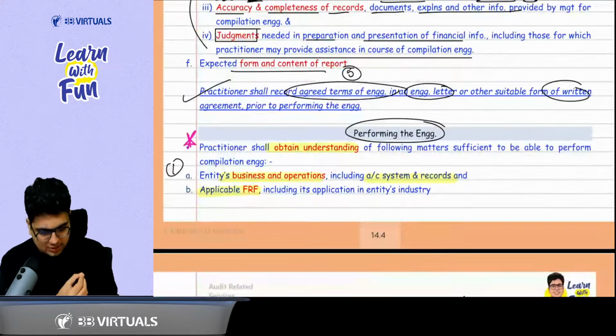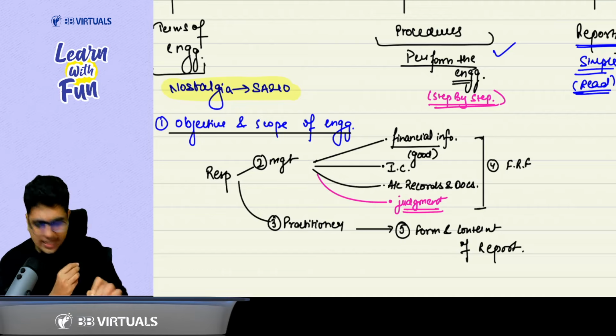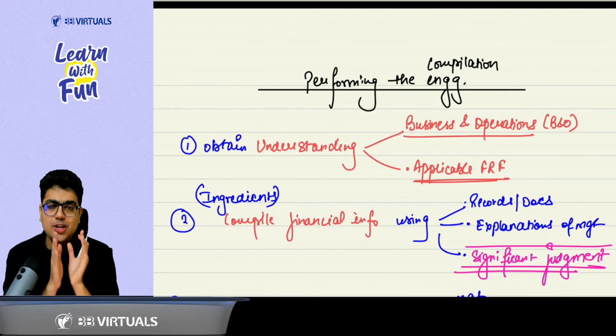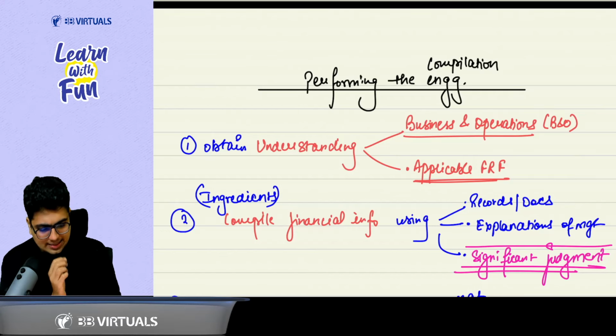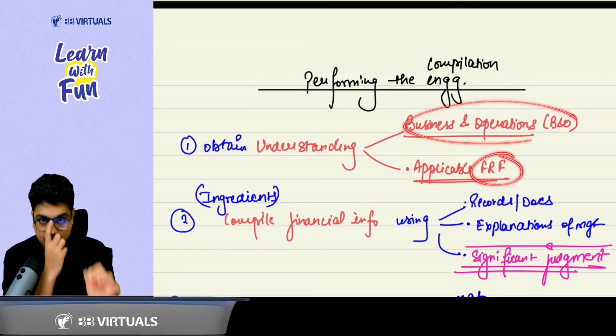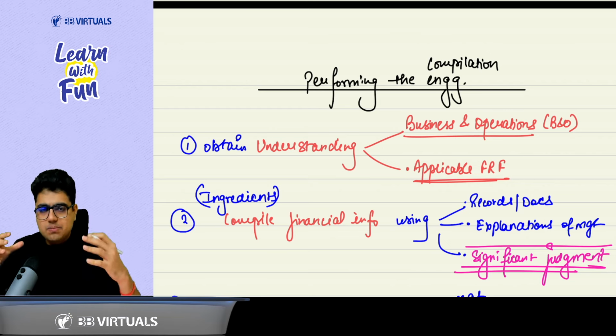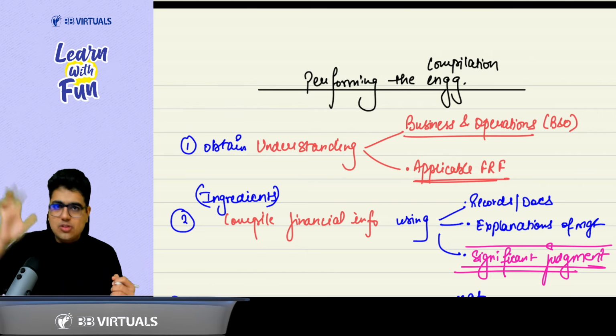Then comes the next topic, that is performing the engagement. Again, here you just need to go with the flow. Before you start compiling the information, you need to understand BO and FRF. What is BO? Business and operations of the entity. Like an auditor, here also as a compiler, you are required to understand the entity, and also understand the requirements of the FRF.